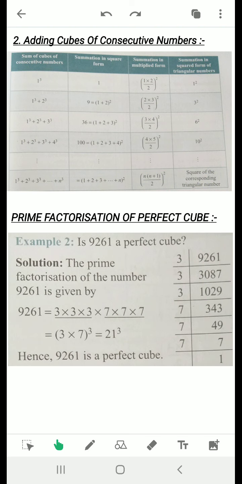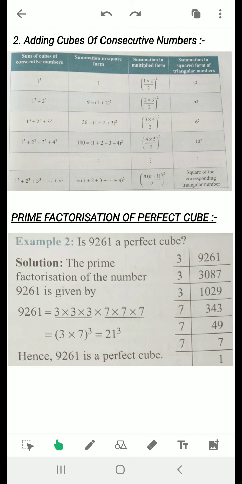Now the third topic, prime factorization of a perfect cube. Whenever we try to find the prime factors of a perfect cube number, for example, if we need to check whether 9261 is a perfect cube or not, we find the prime factors of the number and see if they form triplets. 3 multiply 3 multiply 3 is 3 times, 7 multiply 7 multiply 7 is also 3 times. No other prime factor is extra. They can be grouped into triplets. Triplet means 3 digits. Then we can say that it is a perfect cube.